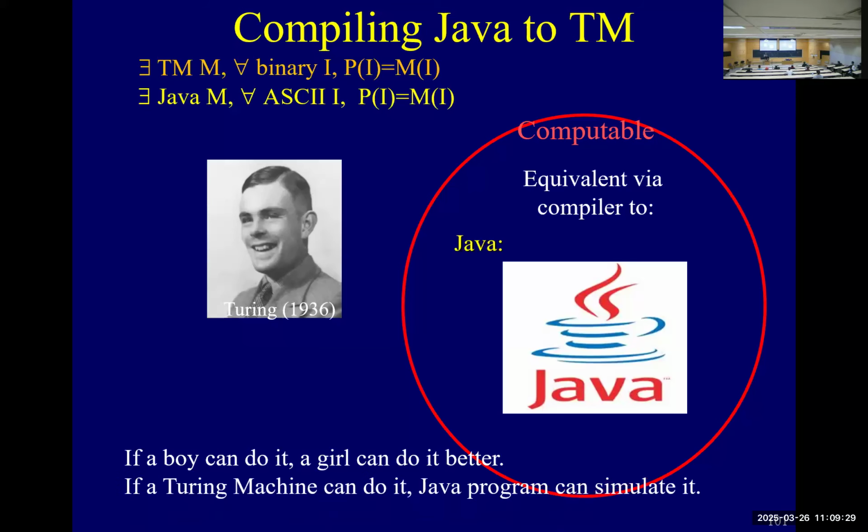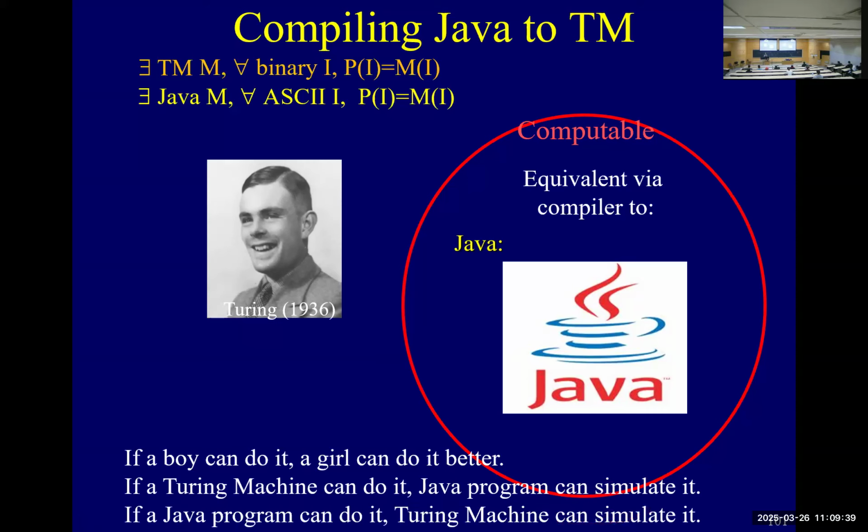All right, so here's, if a Turing machine can do it, a Java program can do it, right? If a Java program can do it, a Turing machine can do it. What we're saying is these are equivalent. The set of problems you can solve by a Java program and the set you can solve by a Turing machine are the same, right? You can compile back and forth, right?